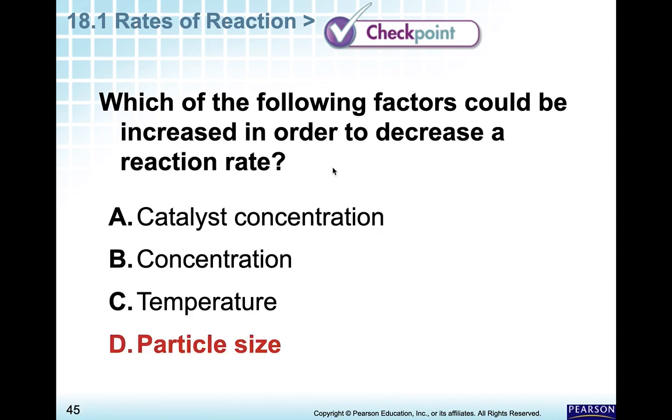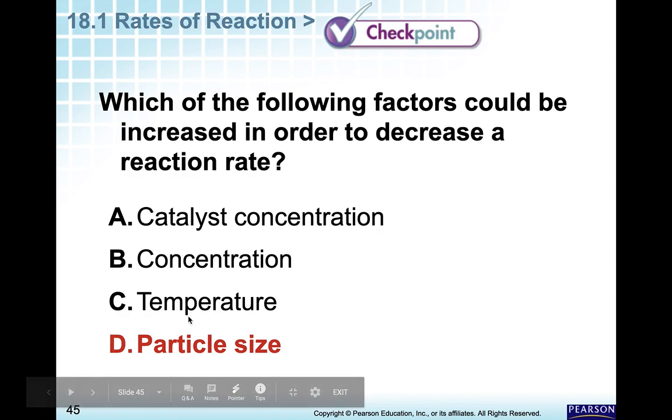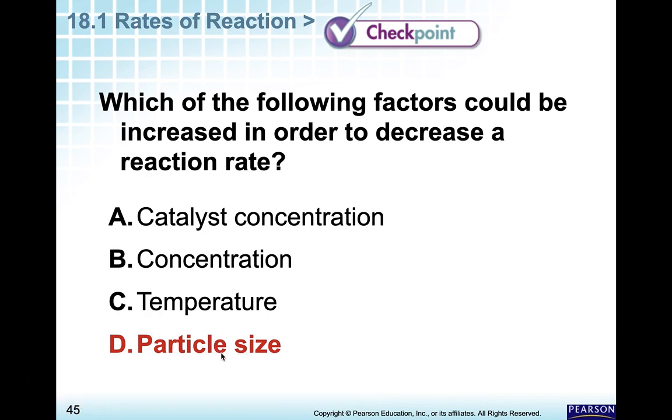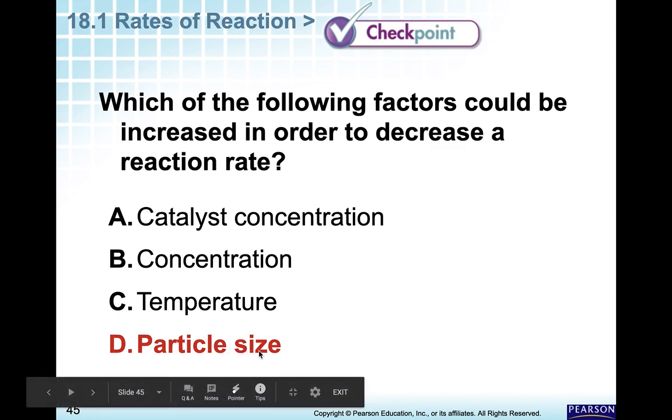And the answer is particle size. Increasing catalyst would speed up our reaction. Increasing concentration would speed up our reaction. There would be more particles in the same space, more collisions. Increasing temperature would increase our reaction rate. There would be particles moving faster, so more collisions, and particles moving with more kinetic energy, so more effective collisions. Particle size is the one where increasing it will decrease our reaction rate. If we make the particle size bigger, the surface area gets smaller, there are fewer particles available to react, and so our rate slows down.